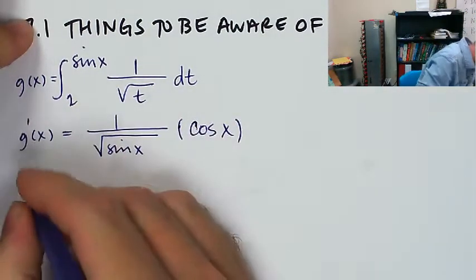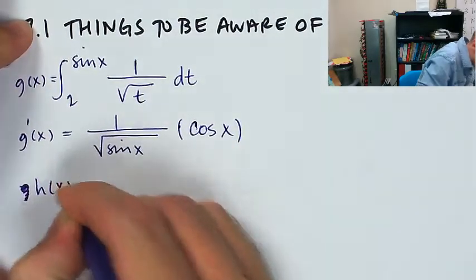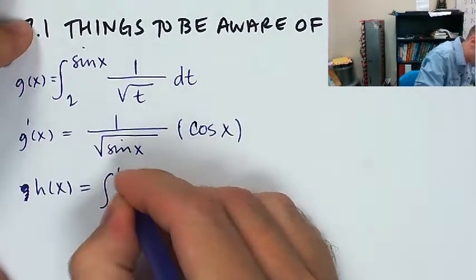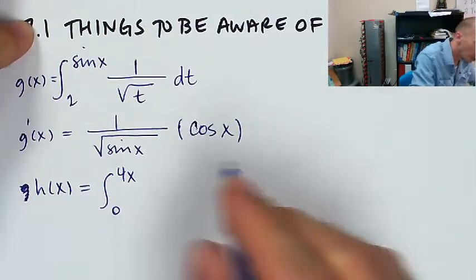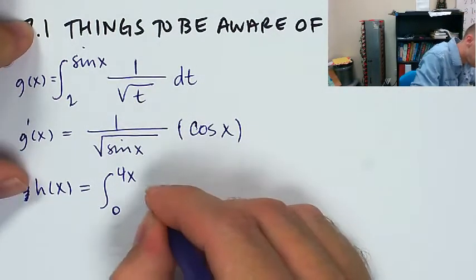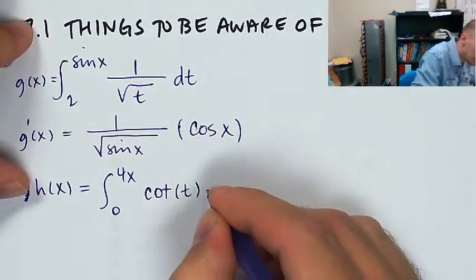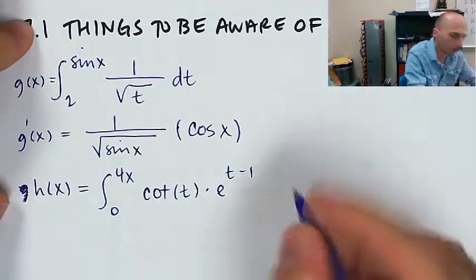Yeah, good idea. So okay, maybe I'll switch up the letter. H of x is equal to the integral from 0 to 4x of, maybe we make this one a little crazy or something. Cotangent t times e to the t minus 1. I think that would be a good one.